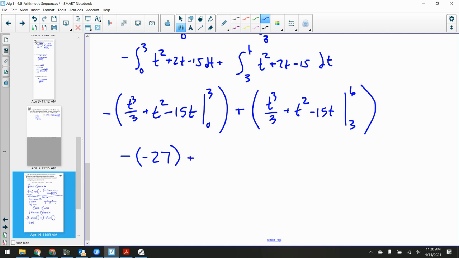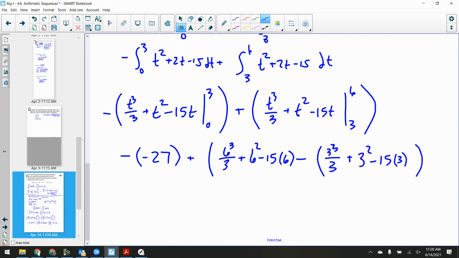And now what we do here is we have to plug in 6 and then actually subtract it by 3. So this becomes the hard part. Well, not really hard part, but adds that extra step. 6 to the third over 3 plus 6 squared minus 15 times 6. And then I'm going to subtract away 3 to the third over 3 plus 3 squared minus 15 times 3.